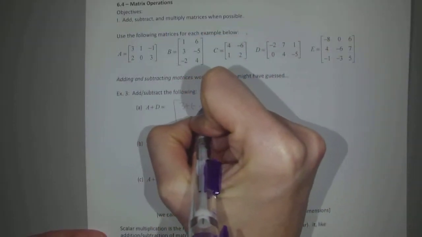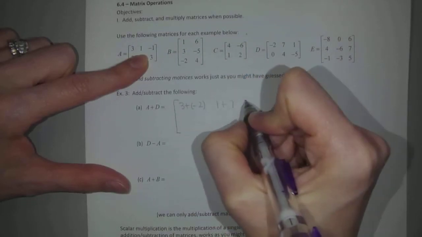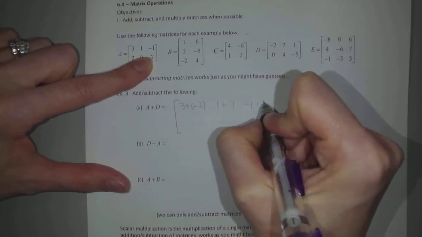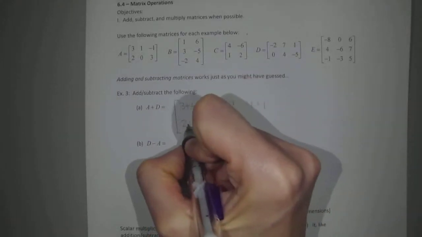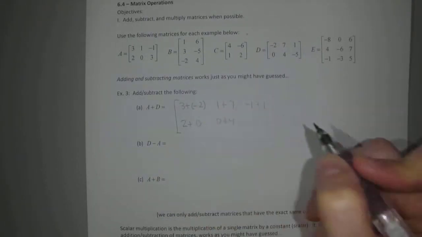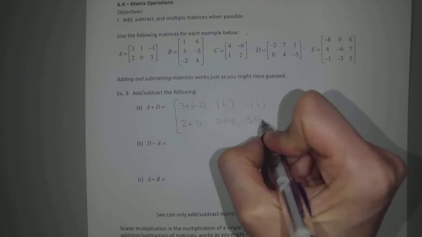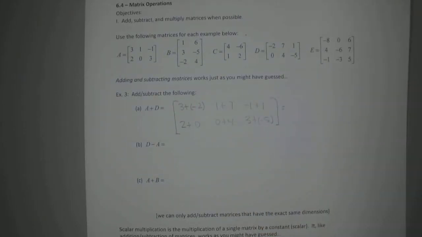So I'll show what we're doing. Just doing 3 plus negative 2, then we're going to do 1 plus 7, and then negative 1 plus 1. Does everybody see where all those numbers came from? Then I'm going to go to the bottom row. This is 2 plus 0, 0 plus 4, and 3 plus negative 5. Okay?